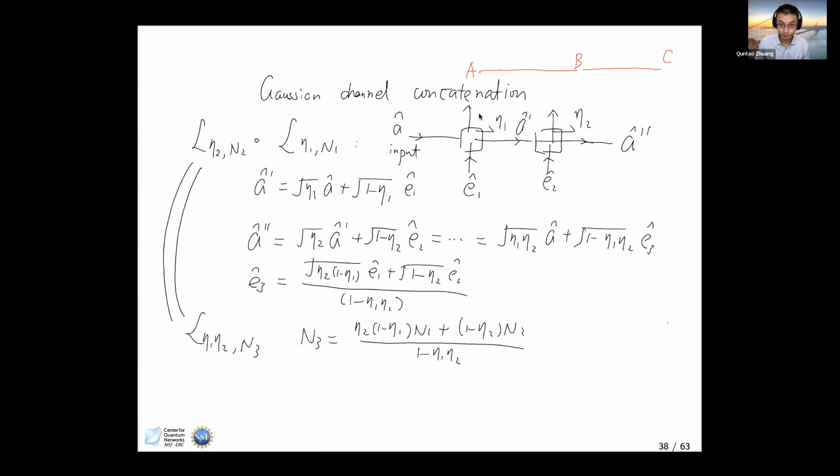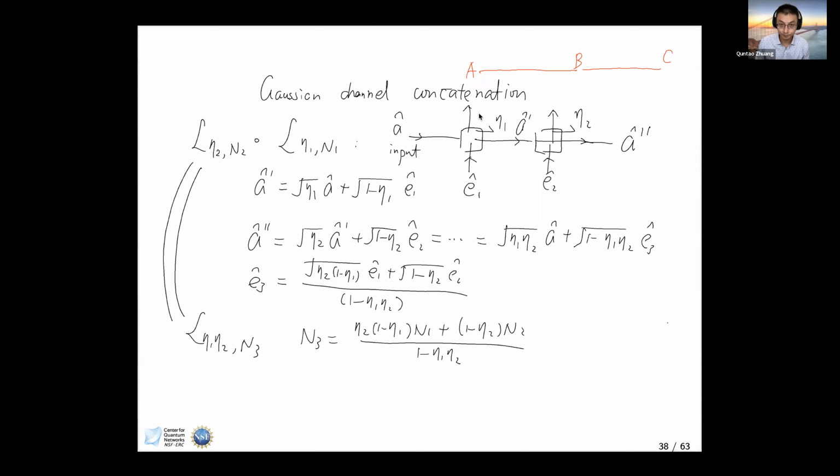The first channel maps input mode A to A prime, which is the mode in the middle, and it mixes in this environment E1. The second channel takes A prime as the input, so you just plug in this input relation. Of course, eta 2 can be different from the first eta 1. Now you just plug this A prime into the second formula, and you get the overall input-output relation from A to the final output A double prime.